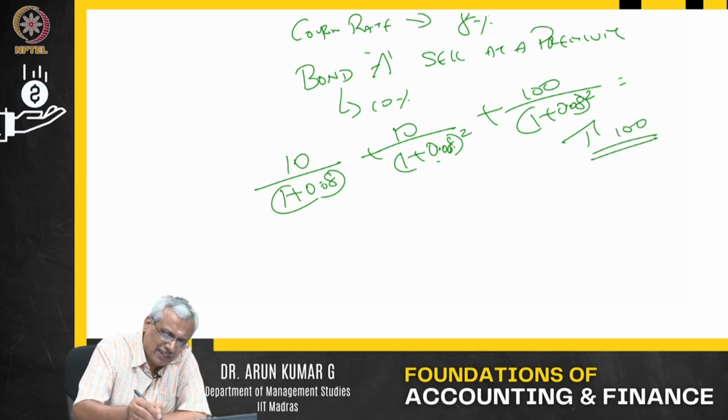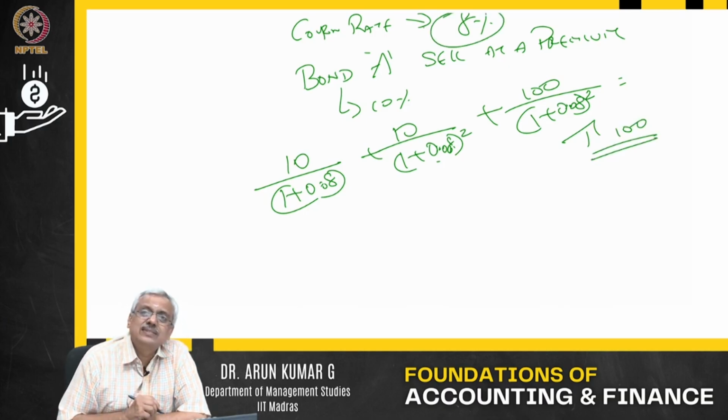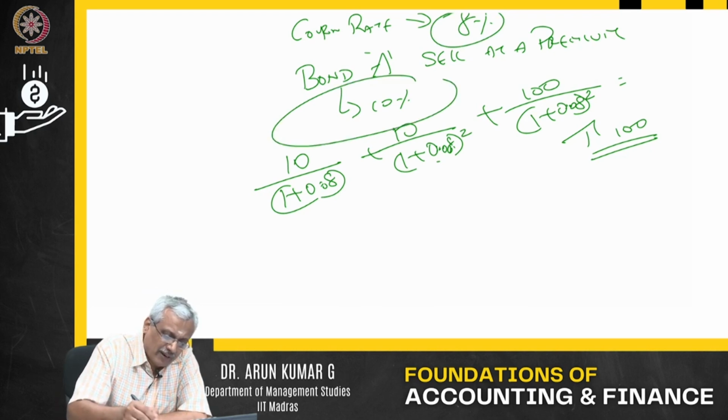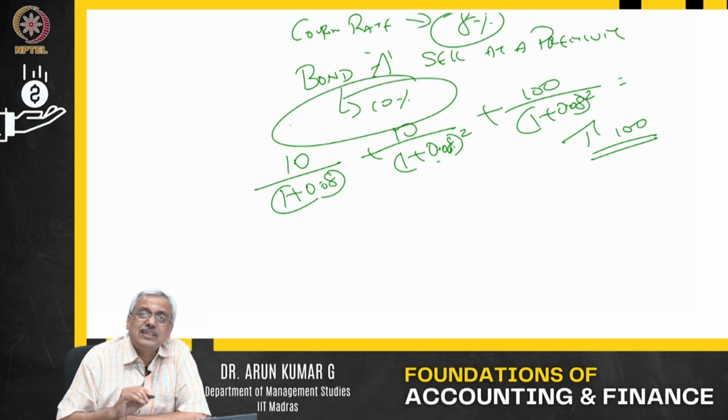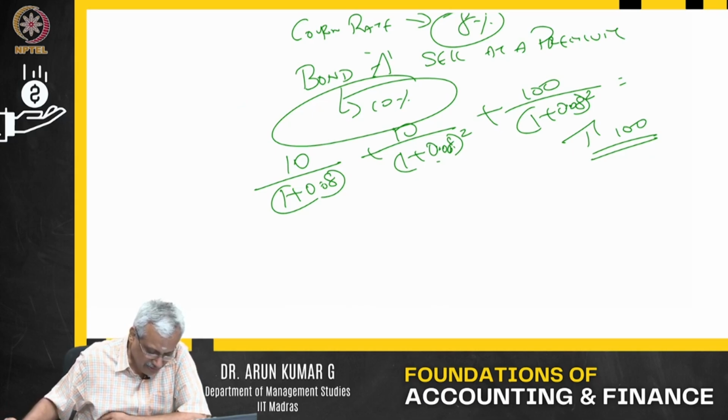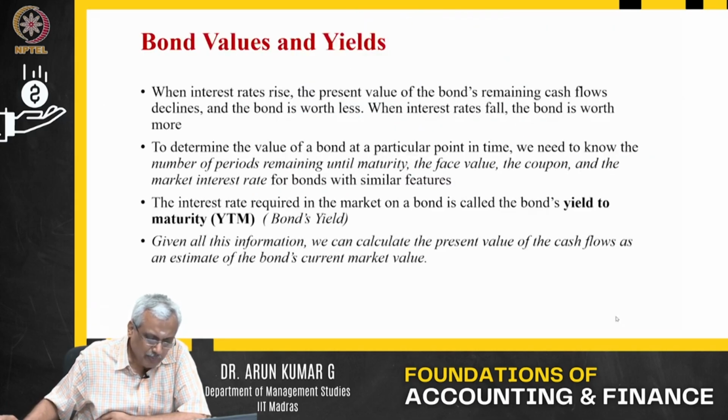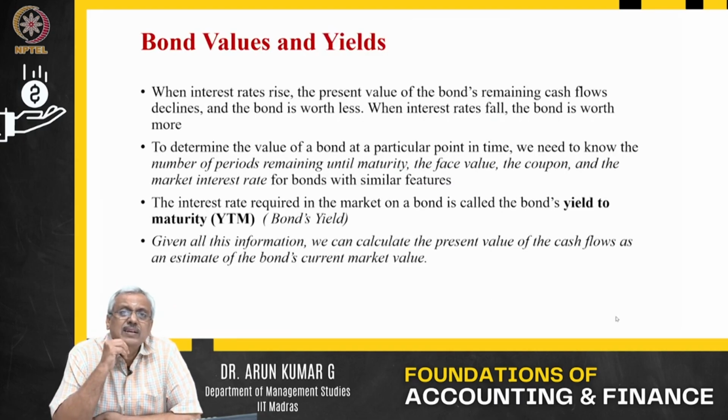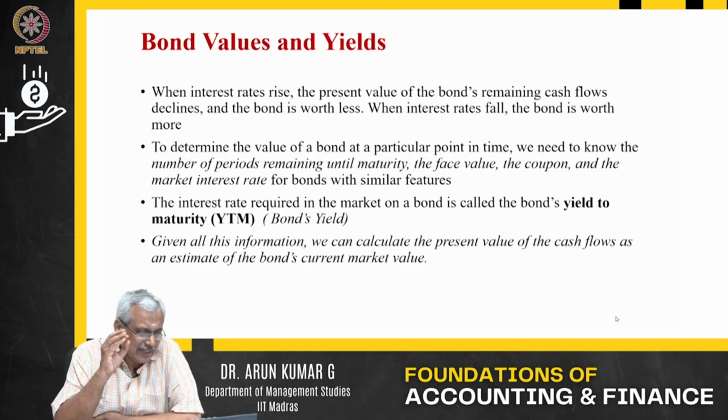Why? Because your expected return is only 8%. The bond is giving a coupon of 10%. So what happens? You will buy the bond at a premium. So in short, what are we trying to say? We are trying to say that the value of the bond in the secondary market will depend on the prevailing interest rates and the number of periods that are remaining until maturity.